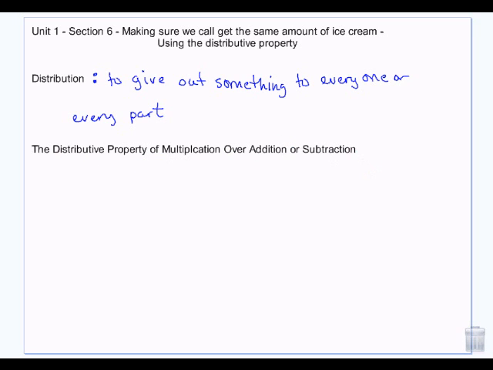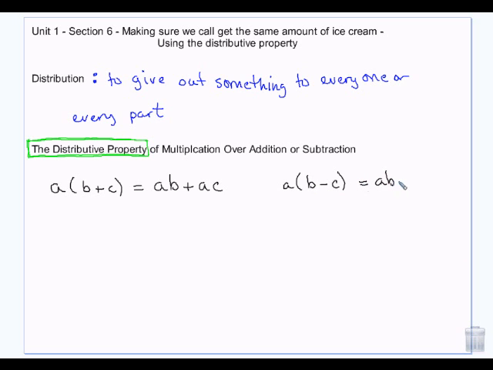That's the really long word, but we only ever call it the distributive property. So you can write down just the distributive property. Technically, this is the title, and it goes like this. If I have A, and I multiply that times B plus C, that's the same as AB plus AC. And if I have A and I multiply it times B minus C, that's the same thing as AB minus AC.